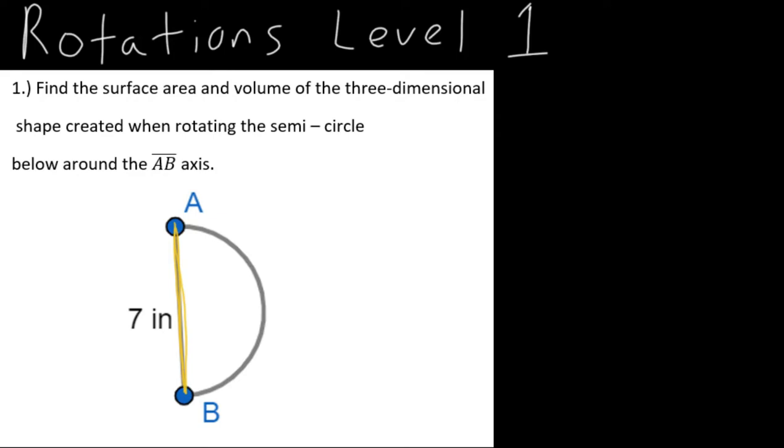Well, think about this. If we took this arc and we rotated it 180 degrees, so essentially all the way around to the other side. In fact, let me try a different color here, just one that stands out a little bit better. There we go. So all the way around. Well, this semicircle would create a circle.